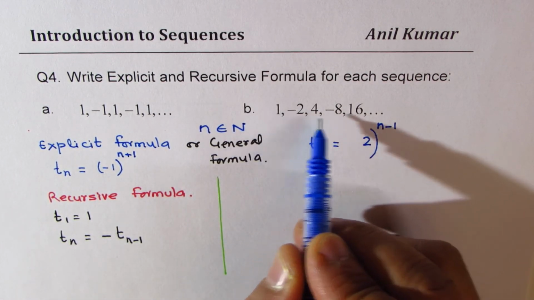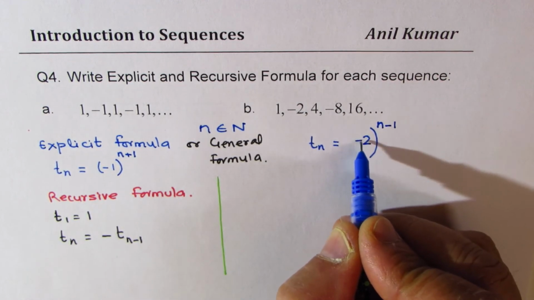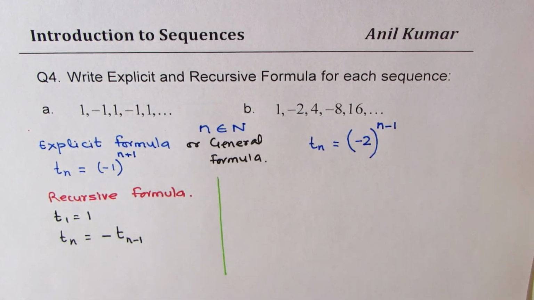And since it is alternately negative, it is minus 2 to the power of n minus 1, which is going to give you the given sequence. So that becomes your general formula. Correct? So that is how you're going to get this general formula.